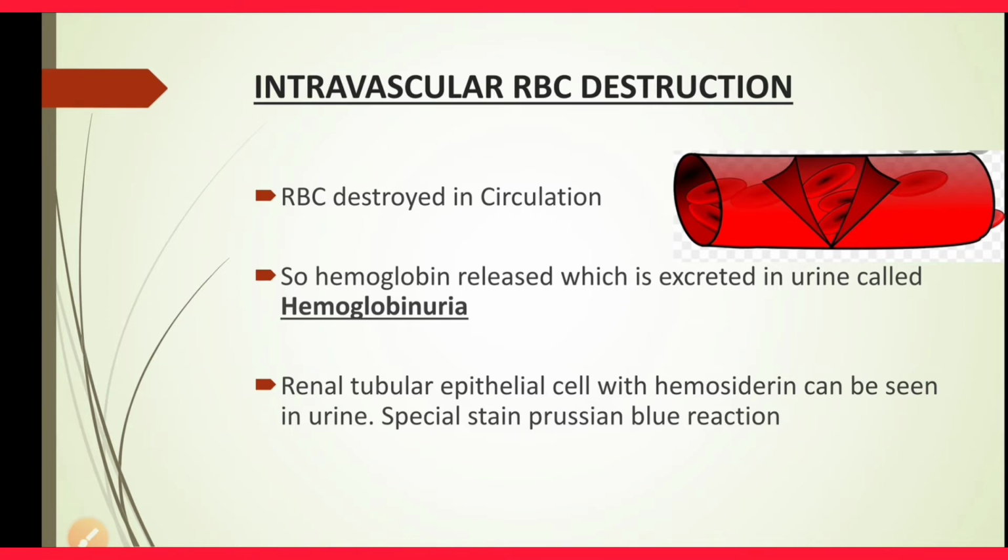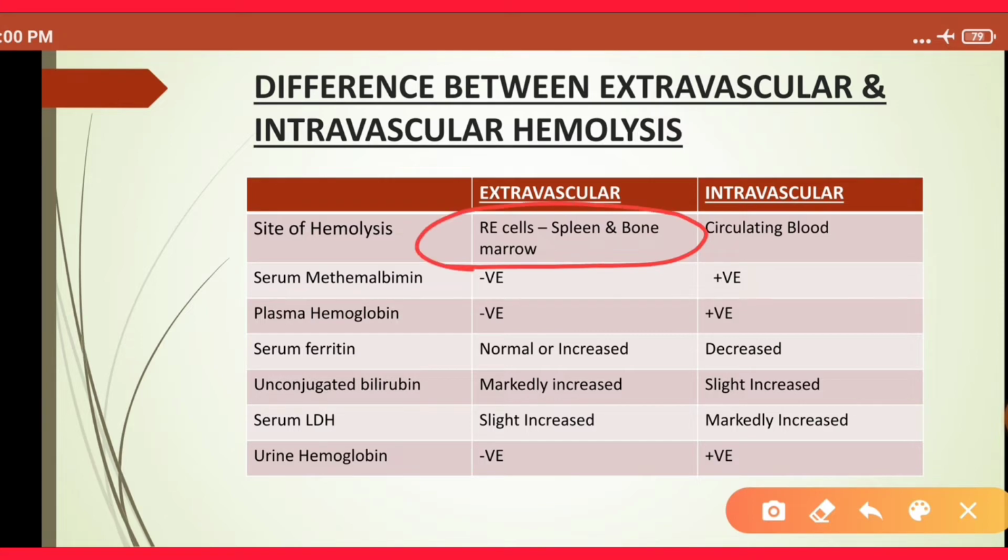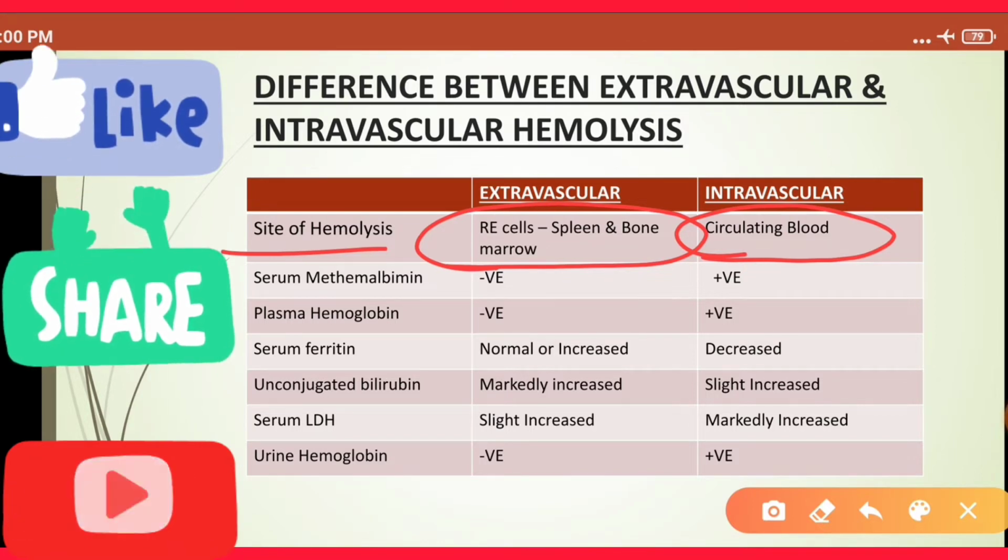So we have covered the basic pathogenetic mechanism for extravascular and intravascular destruction. Now you can very well understand that extravascular hemolysis occurs in the spleen and bone marrow, particularly by the reticuloendothelial cells, and intravascular hemolysis occurs in the circulating blood within the vessel. So we will see the basic difference between extravascular and intravascular hemolysis in some detail. The site of hemolysis, as we have discussed: extravascular happens in the spleen and intravascular hemolysis occurs within circulating blood.